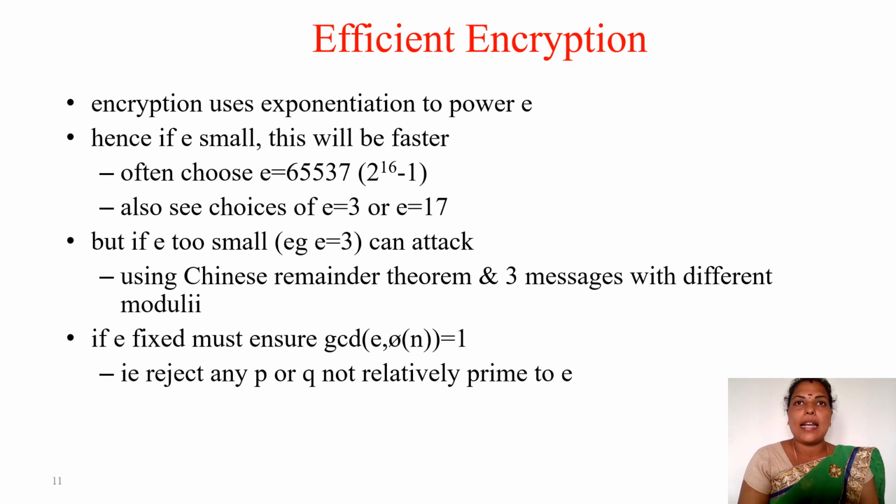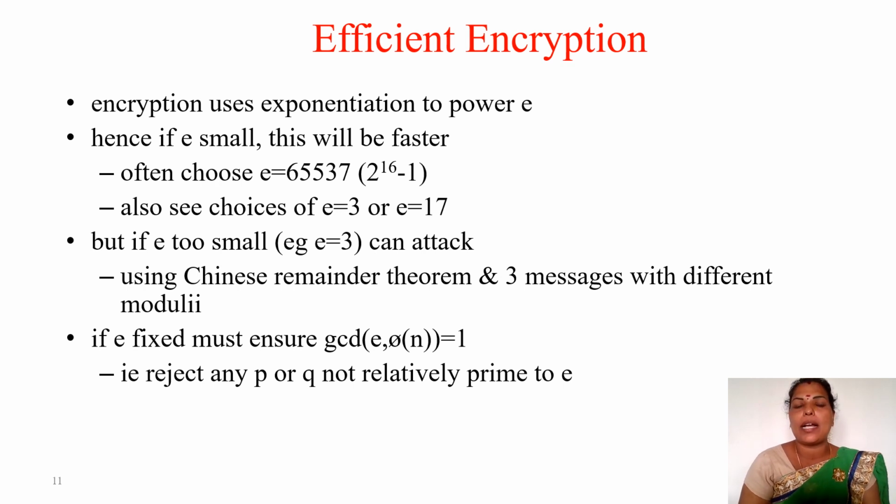So RSA provides efficient encryption as well as decryption. How is the encryption efficient? This encryption uses exponentiation to the power E, so M power E. Hence if E is small, this will be faster. If you give a small E value, the algorithm works fast. But if you give a very small value of E, what happens? It is vulnerable to attacks. So in practical cases, don't use a very small E value. Always use somewhat large E values.